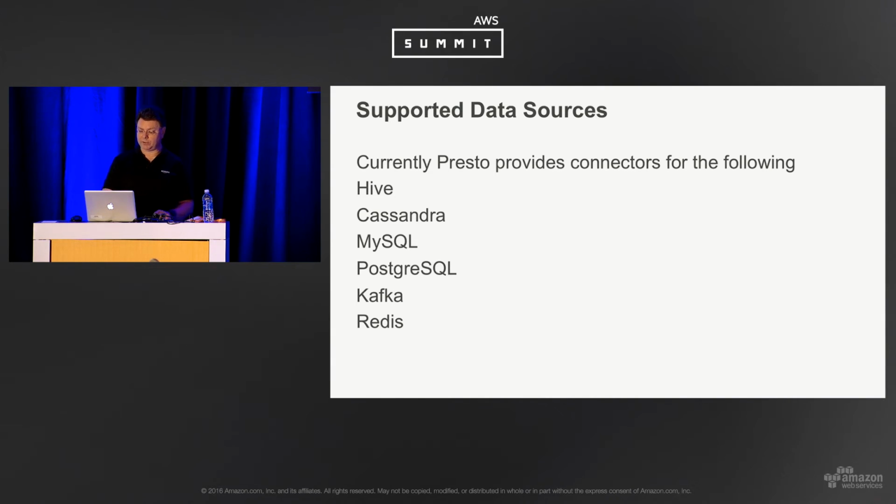A list of data sources that Presto works with, and there are others as well, but you've got Hive, of course, NoSQL stores like Cassandra, MySQL and Postgres, a couple of relational ones, and some pub-sub communication or messaging hubs.